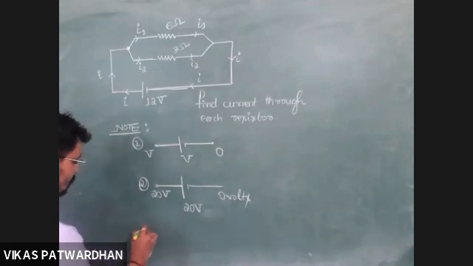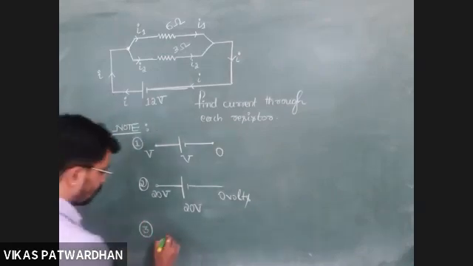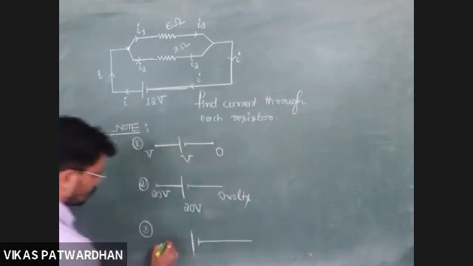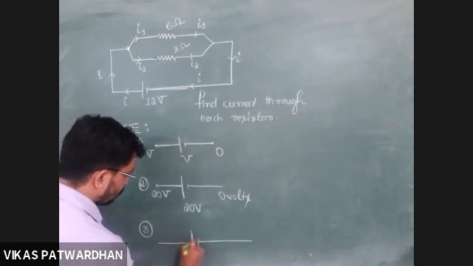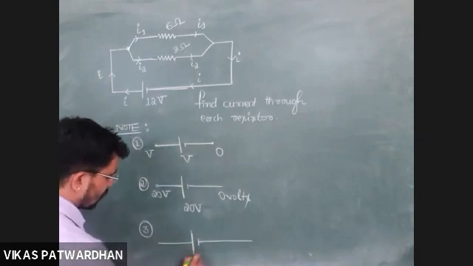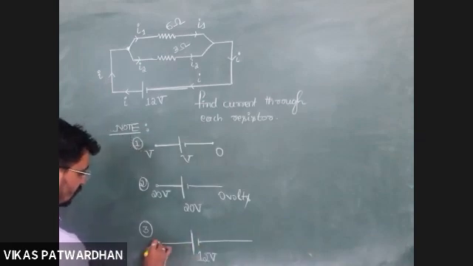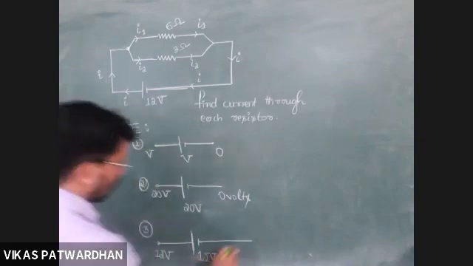Also, see, if I have a cell here with say 12 volts, here I would write 12V and here I will write 0V.